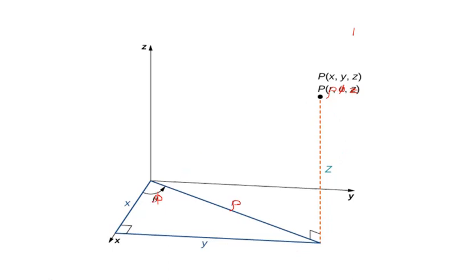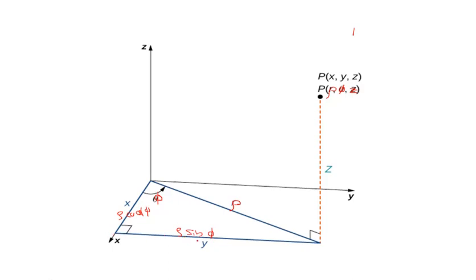Okay, so if you consider cos phi here, cos phi will be adjacent side by hypotenuse. So this side x will be equal to rho cos phi, and this side will be equal to, now this is phi, so this is the opposite side, so this is sin phi, rho sin phi, because sin phi will be equal to opposite side by hypotenuse, so this is rho sin phi.